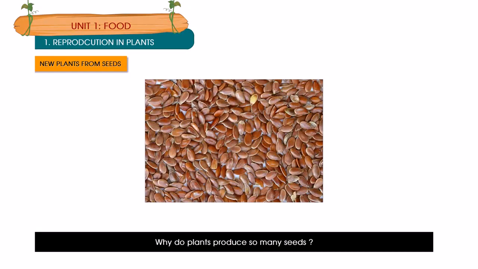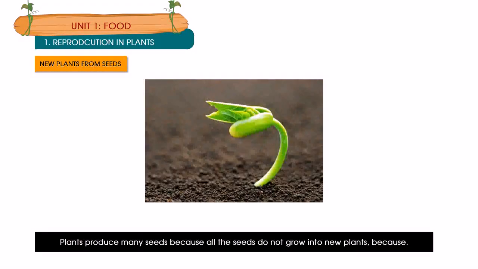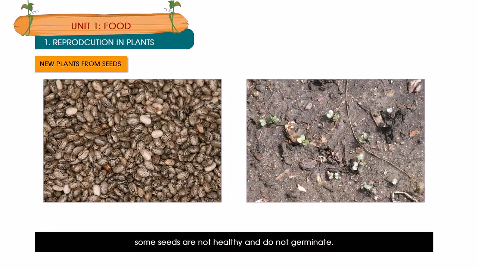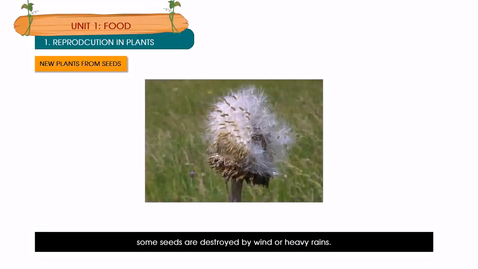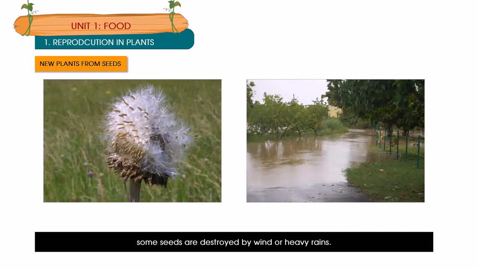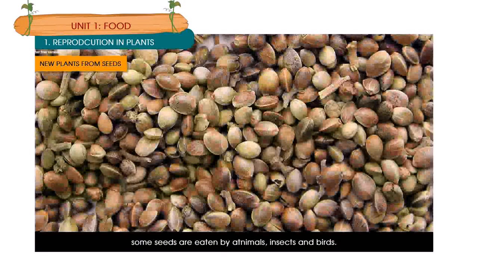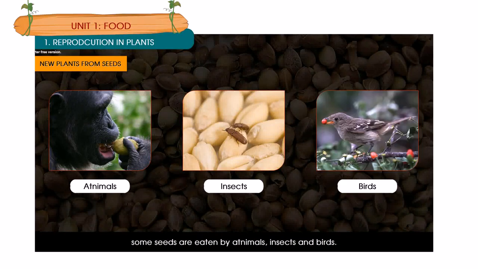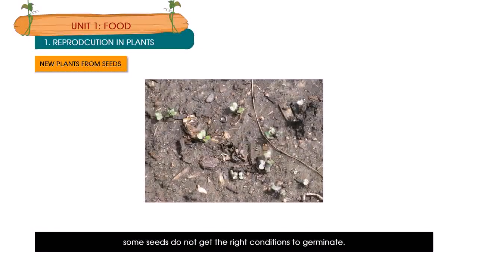Why do plants produce so many seeds? Plants produce many seeds because all these seeds do not grow into new plants. Because some seeds are not healthy and do not germinate. Some seeds are destroyed by wind or heavy rain. Some seeds are eaten by animals, insects, and birds. Some seeds do not get the right conditions to germinate.